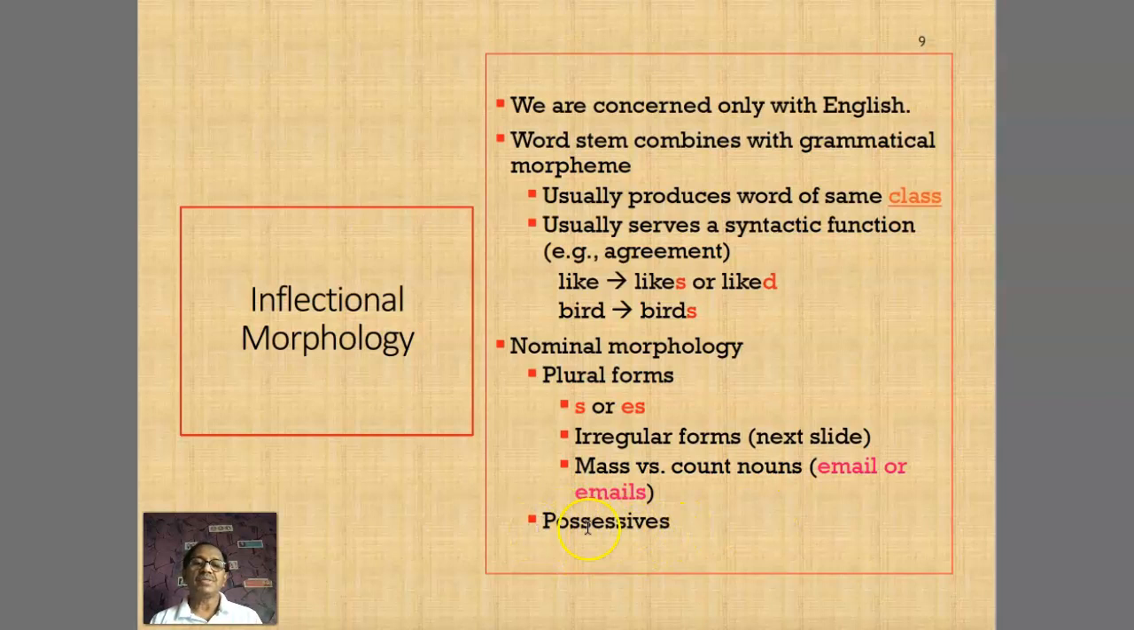Then possessives. Nouns can also have possessive inflection. So if you say John, you say John's book, right? Where you have the possessive s added to nouns. So in English, nominal morphology includes plurals and then possessives.